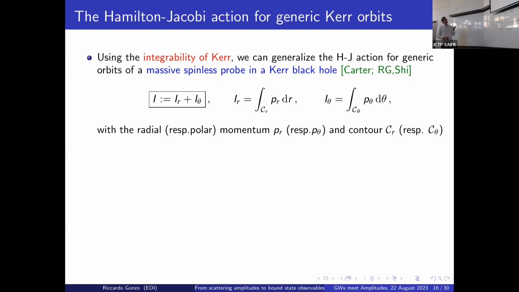And now what happens is that the action I was describing before is not only the radial action, but there is also a polar action. This will be crucial for precession because now we have some extra degrees of freedom in another direction. And this has already been found by Carter, so we are basically borrowing the idea here and connecting it to amplitudes.